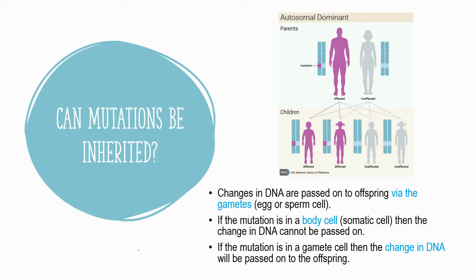So, can mutations be inherited? A mutation is a change in the DNA, and so if the change is in the DNA in the gametes, that's the egg or the sperm cell, then they can be passed on. If the mutation is in a body cell, which is also called a somatic cell, it cannot be passed on. So, for example, if the mutation was in your skin cells caused by UV light or something like that, it can't be passed on. But if the mutation is in a gamete cell, then the change in DNA will be passed on to the offspring.